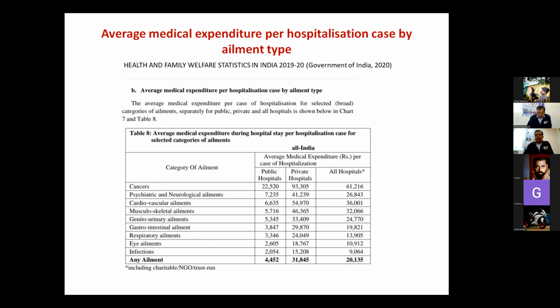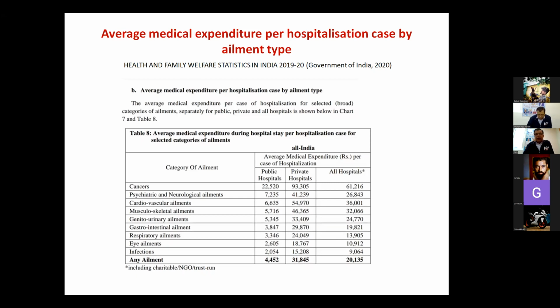See, cancer, we talked about cancer, we had one full lecture, right? Now, the average expenditure for treatment of cancer in a government or public hospital is around 22,520. And the average expenditure in a private hospital is 4 times more than that, that is 93,000. That means one person getting admitted in a public hospital is spending 22,000 on average, and if the same person goes to a private hospital, he or she is spending more than 4 times. That is the difference between a public hospital and a private hospital.